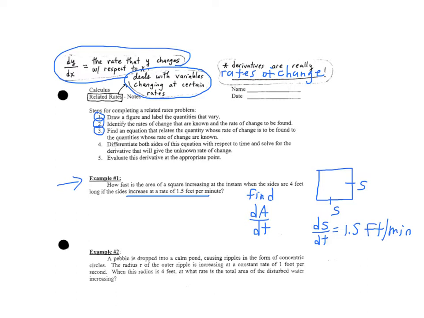What are the quantities we're talking about? We're talking about the area and the side of a square. You know that area would be side squared, right? That's the formula that relates our variables together in this problem. The next step is to differentiate both sides with respect to time, and then solve for the derivative that will give the unknown. We're trying to find dA dt, so that's what we'll be solving for.